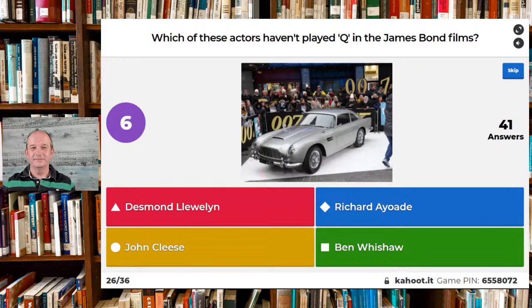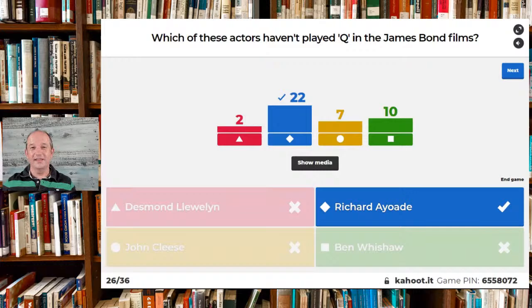In the meantime, let's see if we've got an answer coming up for this. Here we go. And the correct answer is Richard Ayoade. I actually thought he had played the part, but he hasn't. Desmond Llewellyn was the one who played in most of the films. John Cleese and Ben have had a go, and Ben Wishaw is the current Q. But Richard Ayoade hasn't played that. But I think he'd be really good at it, don't you?